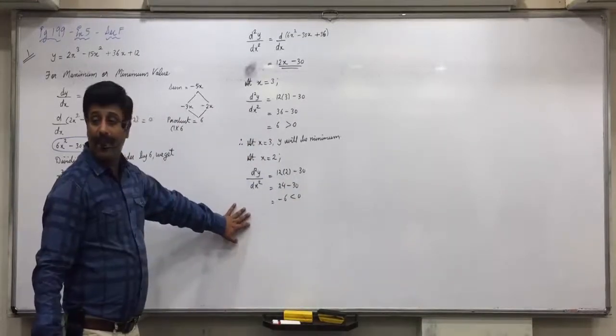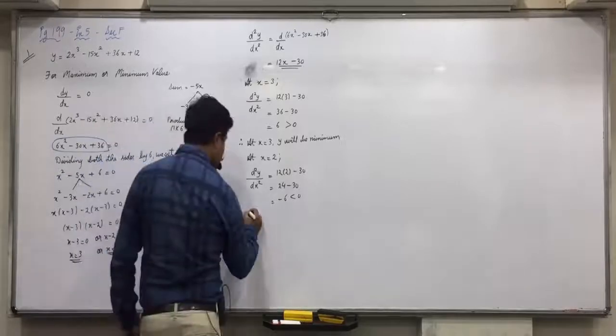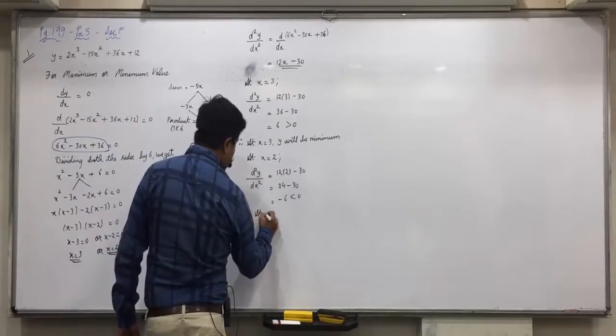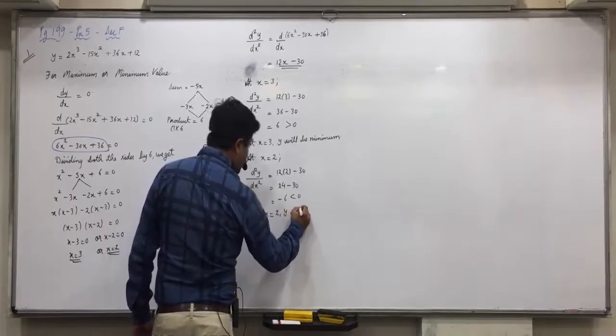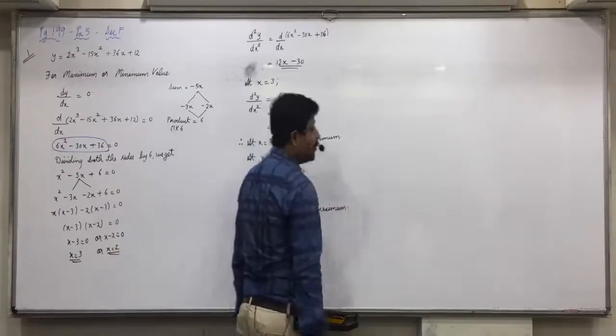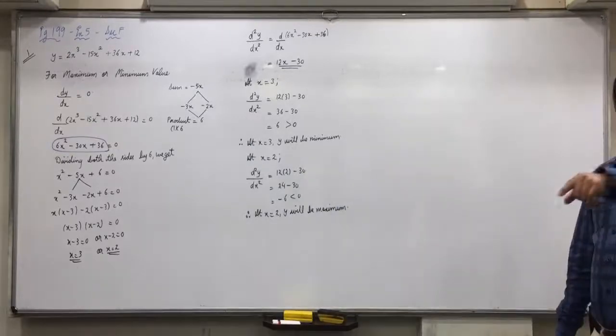So here the value of y will be maximum. Therefore, at x equals 2, y will be maximum. Any confusions in this? So the first answer is okay.